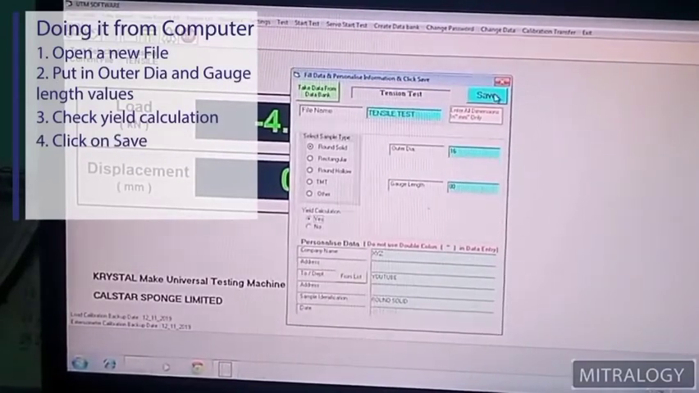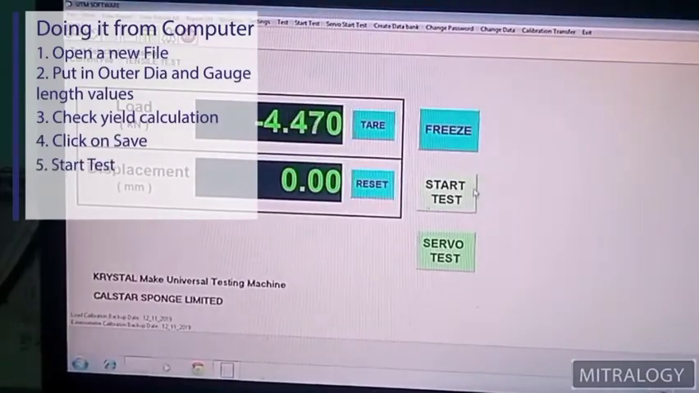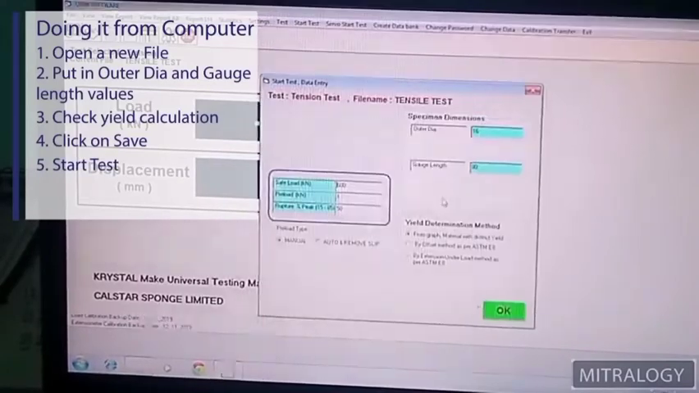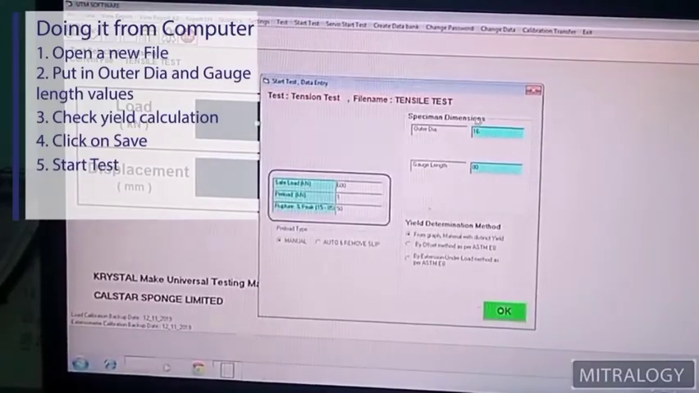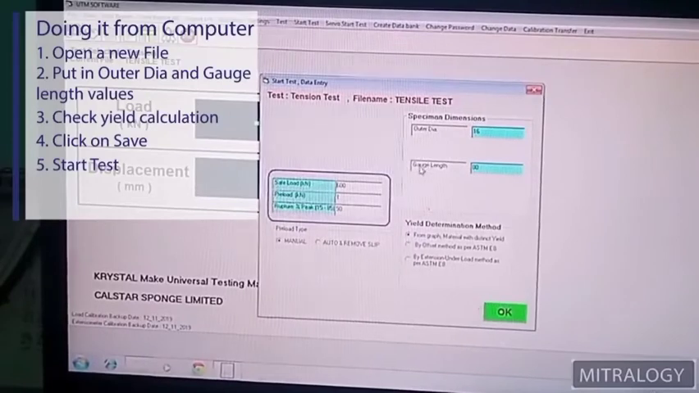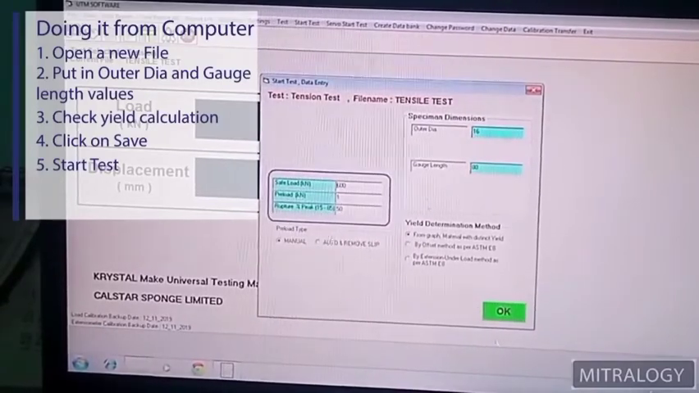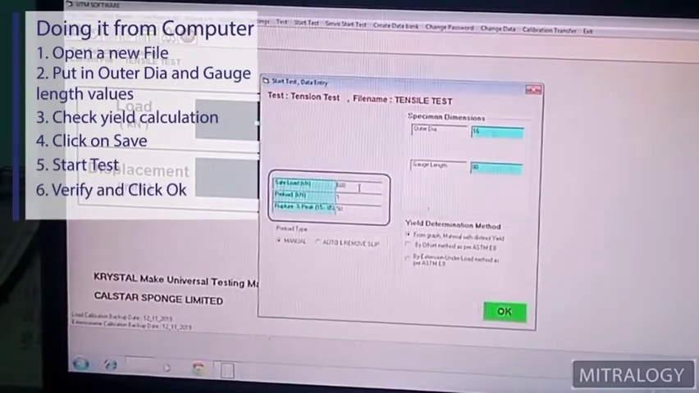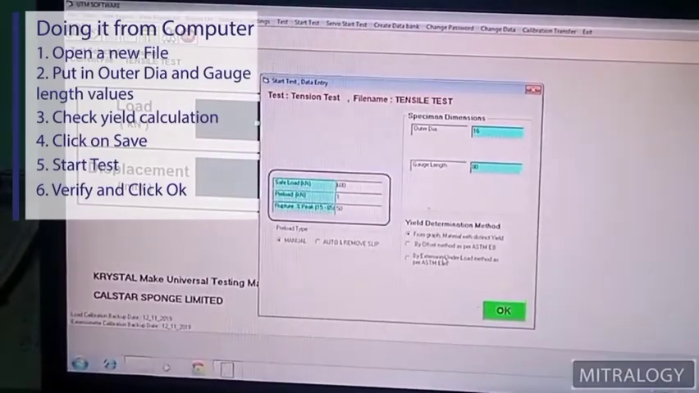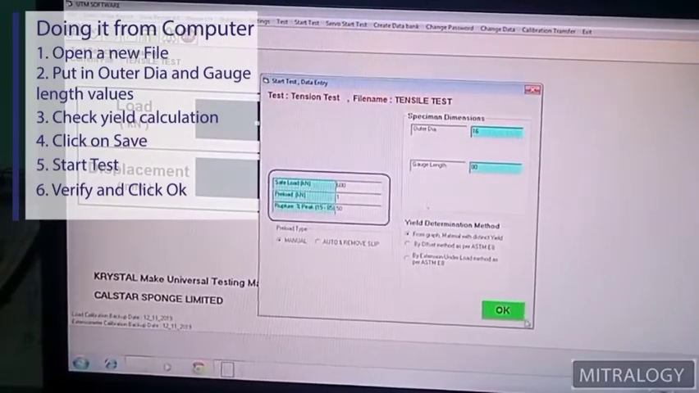I am saving it. Now we will start the test. Here the outer diameter is also written as 16, gauge length is 80. Everything is okay. Safe load is 600 kilonewton. That is alright. And we will make the yield by graph. So this is also fine.